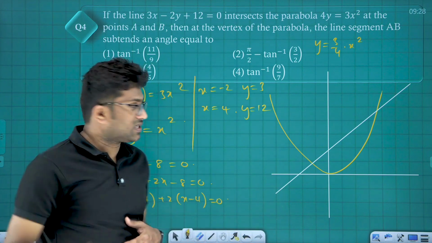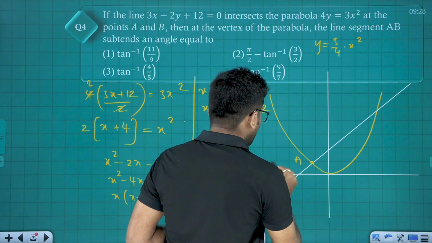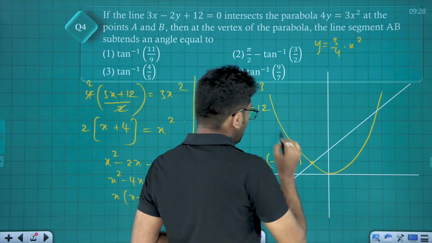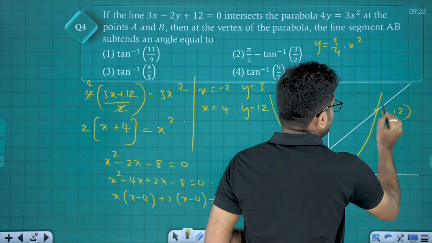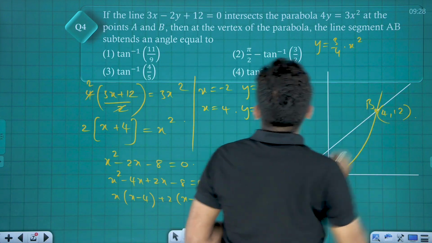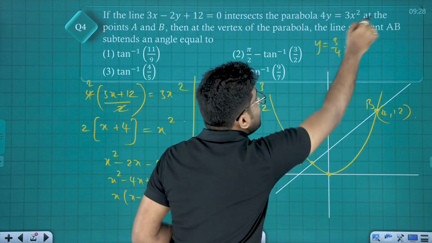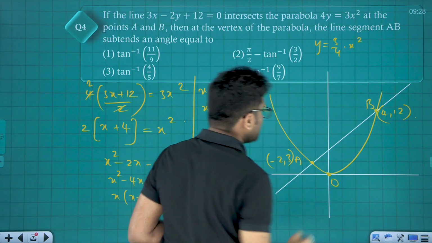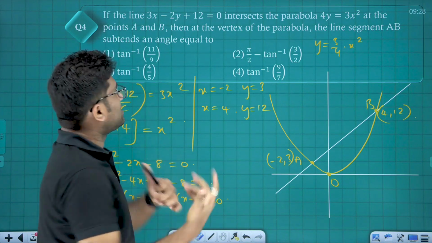So there are 2 points of intersection. What are the 2 points of intersection? Now this point is minus 2 comma 3, okay, and another point is 4 comma 12. Okay, we have got A and B. Now what they are asking us to do: the vertex is this one. This is in standard form, so the origin will be the vertex. At the vertex, the line segment AB subtends an angle.